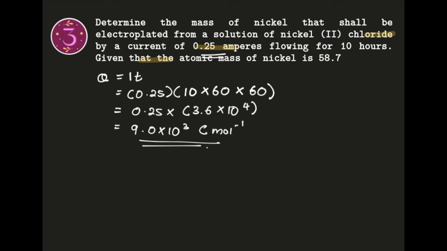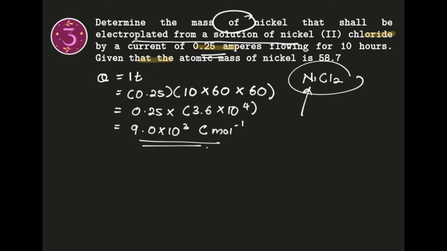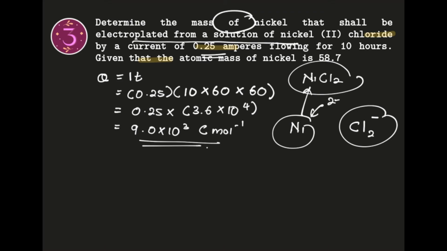You were given that it is from the solution of nickel 2 chloride. So from here, you need to know that the thing that is being electroplated is nickel. So you're going to separate this into the ionic form. Nickel, you don't know the charge. Chlorine, definitely you know that it is Cl-. But since you have 2 chlorine here, you can predict your nickel should be 2 positive.